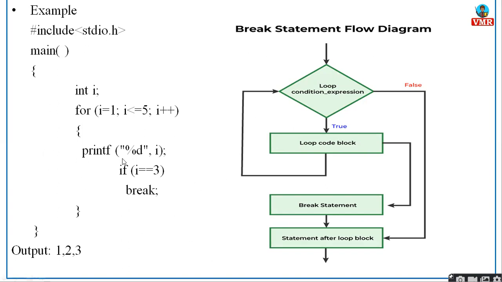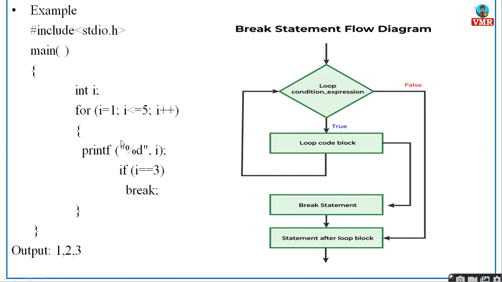Consider this example. In this example, I wanted to print values from 1 to 5. But what happens if I use this break? We'll see that statement by statement. #include <stdio.h> and then your main, and then you open your flower bracket. I declared a variable i of data type int. In the next statement, I used a for loop. In for loop, you first initialize the value, then provide the condition, and then provide incrementing or decrementing of that particular variable. Then you open your flower bracket.